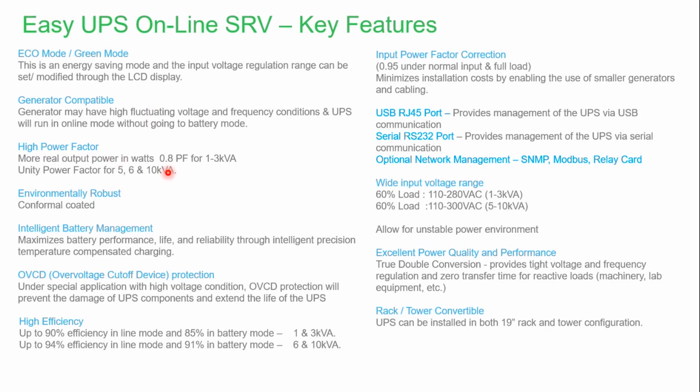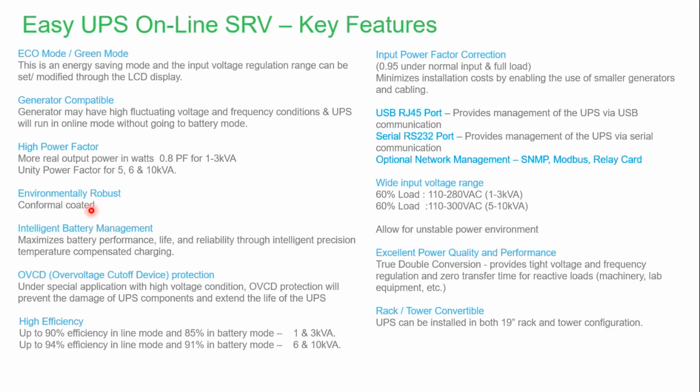Then high power factor. 1 and 3 kVA have 0.8 power factor, and 5, 6 and 10 kVA have unity power factor. Though for 5 to 20 kVA UPS, we can also configure 0.8, 0.9 and unity power factor depending upon the requirement of the customer.